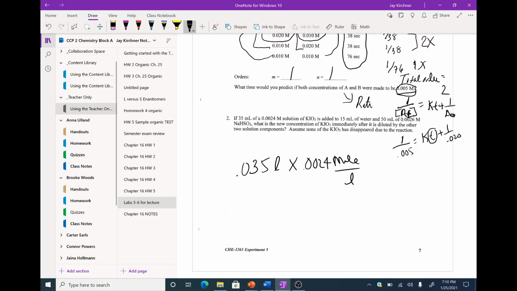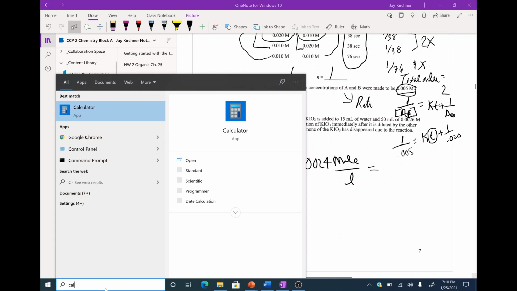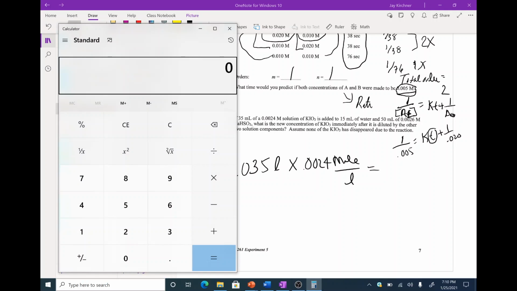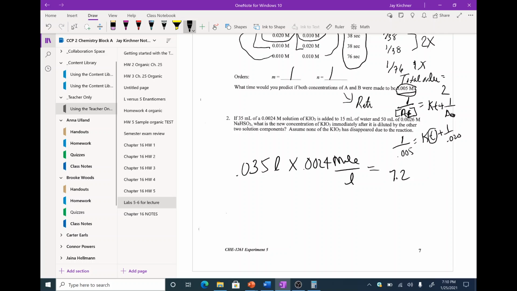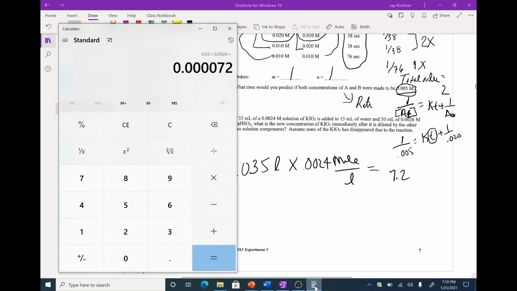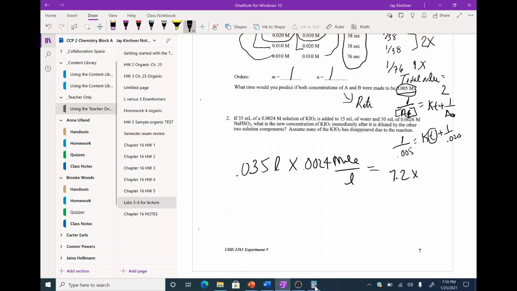So the initial concentration is 0.0024. Here's my idea of how to do this. We want to figure out how many moles is in the original. So we take this, and this is kind of ugly, but I'll do it with you. Calculator. Okay, so 0.035 times 0.0024 equals, we get 7.2 times 10 to the negative 5th moles.